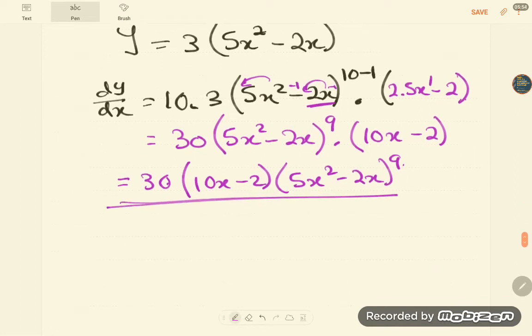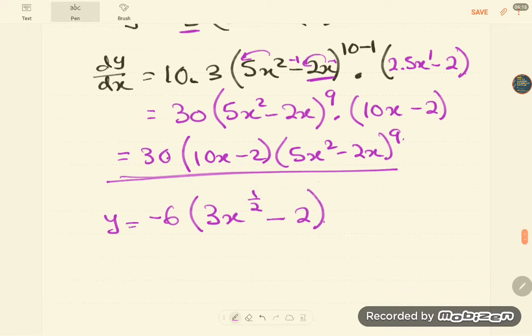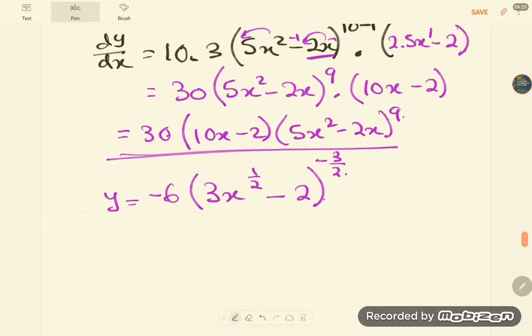Okay? And I'll just give you another example. Y equals to, let's say, notice how it has to be a constant outside. 6, let me say minus 6. 3x to the power half minus 2 to the power minus 3 over 2. Now we're kind of switching and turning it up a bit.